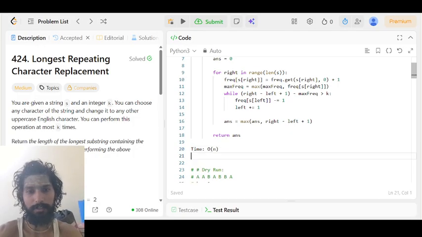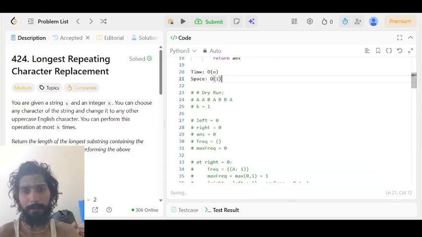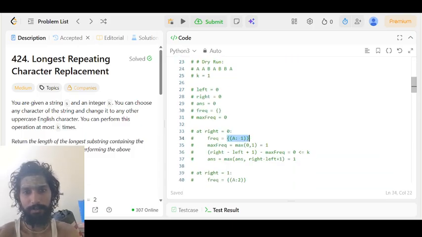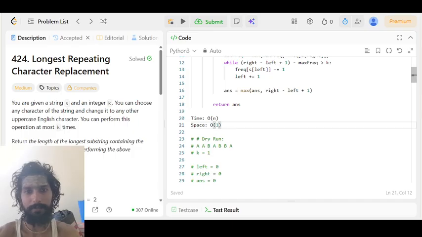So it is O(n), and the space will be O(1) because only 26 characters are there. So this map will have 26 different entries. So that is O(1). Now let us discuss the common mistakes.